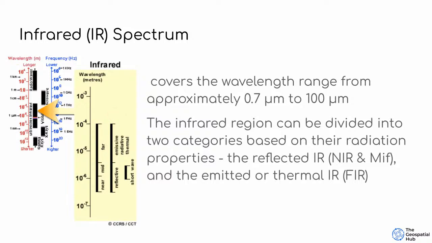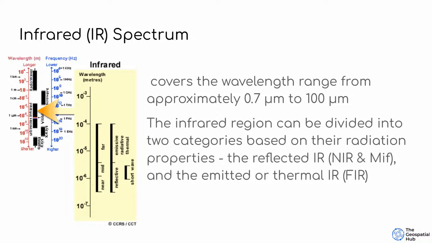The wavelength ranges approximately from 0.7 micrometer to about 100 micrometer. It is worth mentioning that it is 100 times as wide as the visible portion of the spectrum we spoke about earlier. Now, the infrared region can be divided into two categories based on their radiation properties. So we have the reflected infrared, and we have the emitted or thermal infrared.